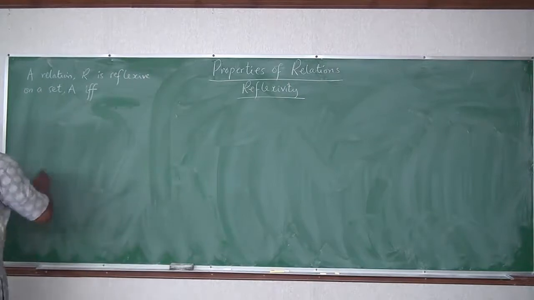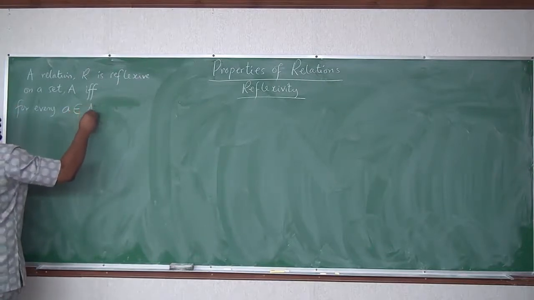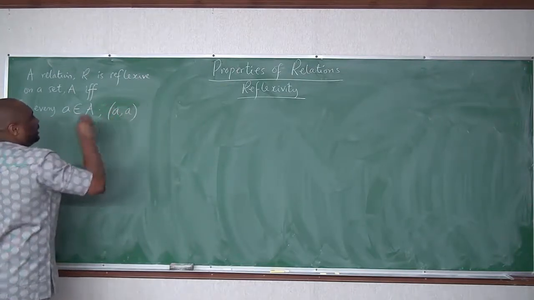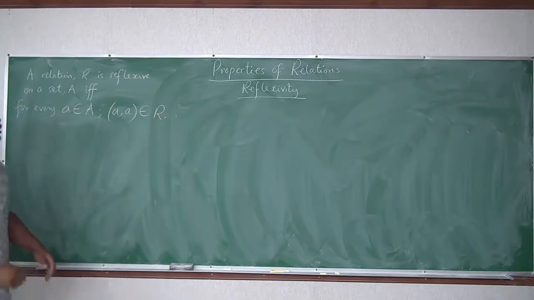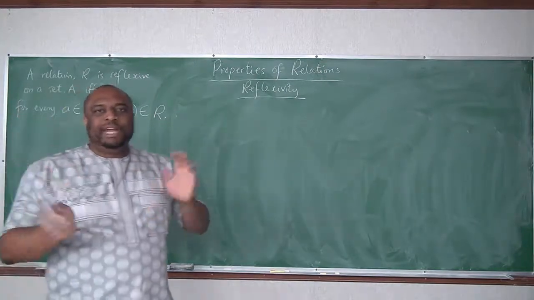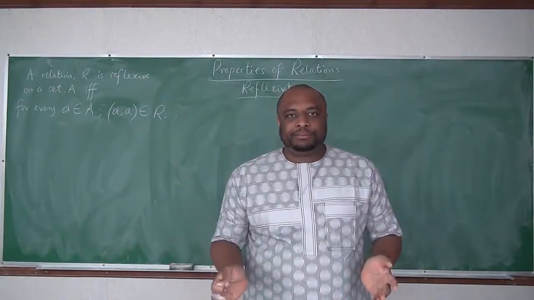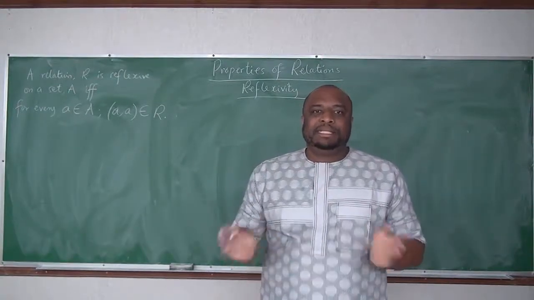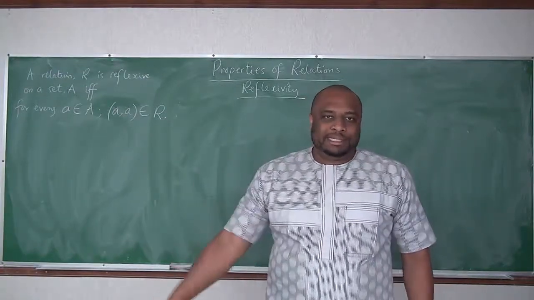If for every element, small a, being an element of the set A, then you have that (a, a), it has to be the same element, will be an element of the relation. So reflexive is just reflection, mirror image. You see yourself back in the relation. So if the element is the same, then we say yes, the relation is reflexive on that set.